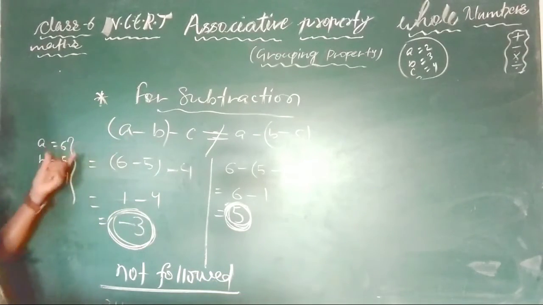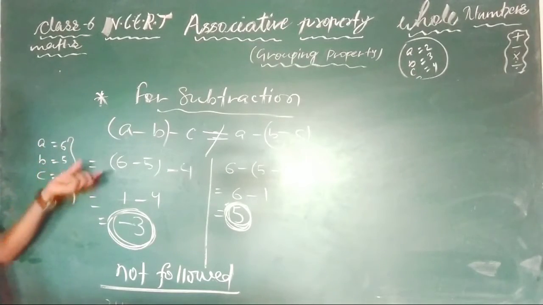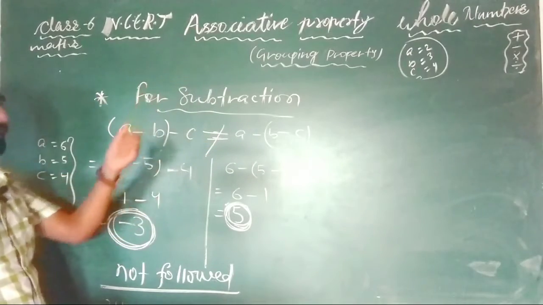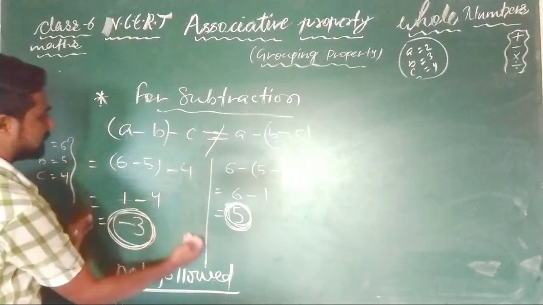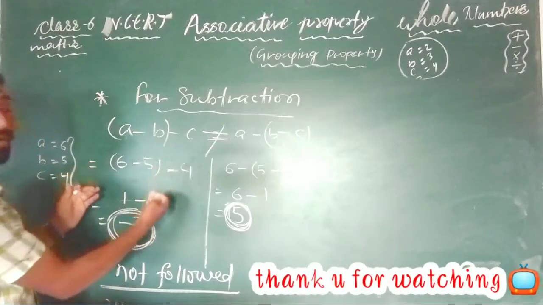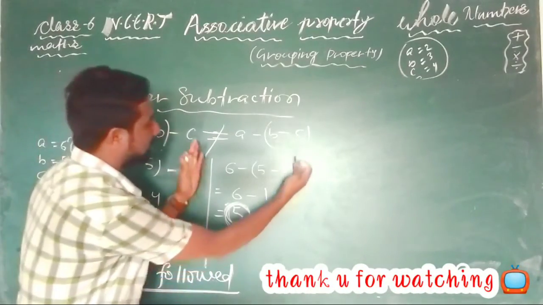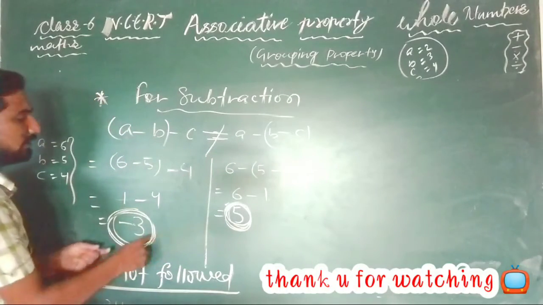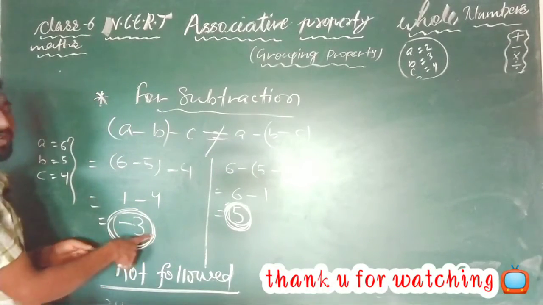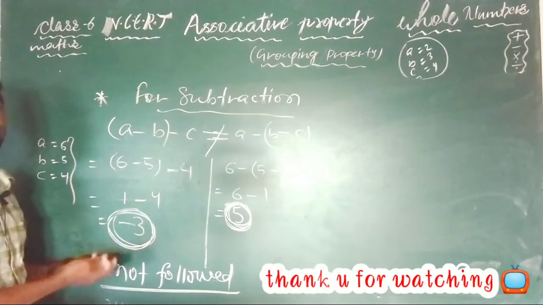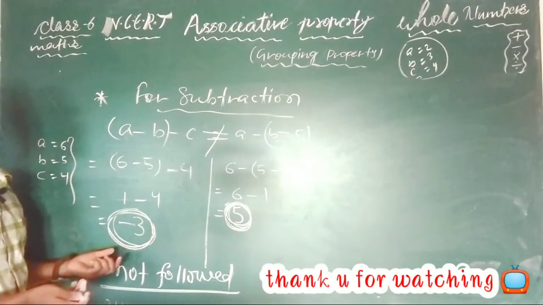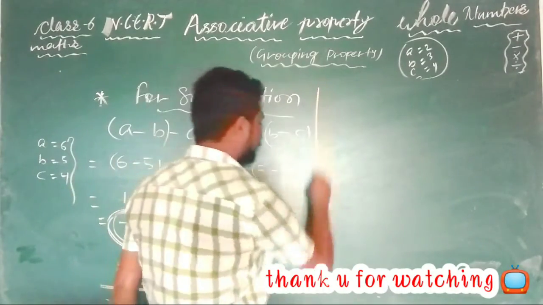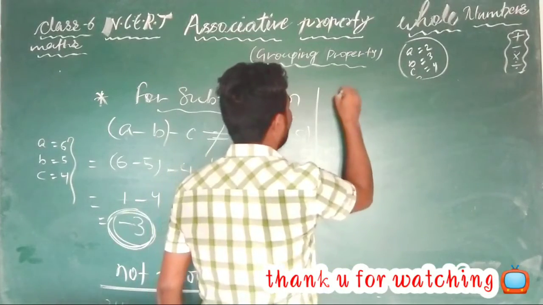You can check any three whole numbers. It is not like that sir has taken 6, 5, 4, so you will take 6, 5, 4. You can take 100, 200, 300 like that, and find the answer through LHS. You have to move in the same manner as I have done here, and find the value of RHS by putting the values of A, B, C, and then check whether each answer is equal. If it is equal, then it is followed, but it will never come equal, because for subtraction this property is not followed.